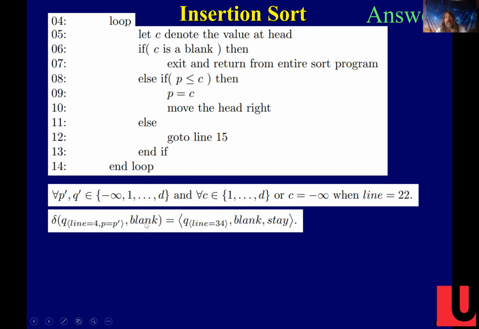But if we read a blank, right? What do we say here? If C is the value at the head, so I'm reading the value at the head, and if it's a blank, then you want to exit the program, right? So where do I go? I go all the way to line 34, which I assume is the end of this program, right? I could go to the halt state, right? Does that make sense? Yeah.